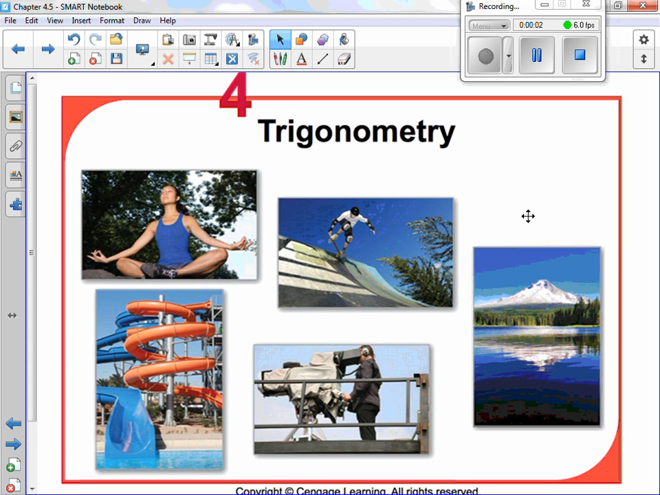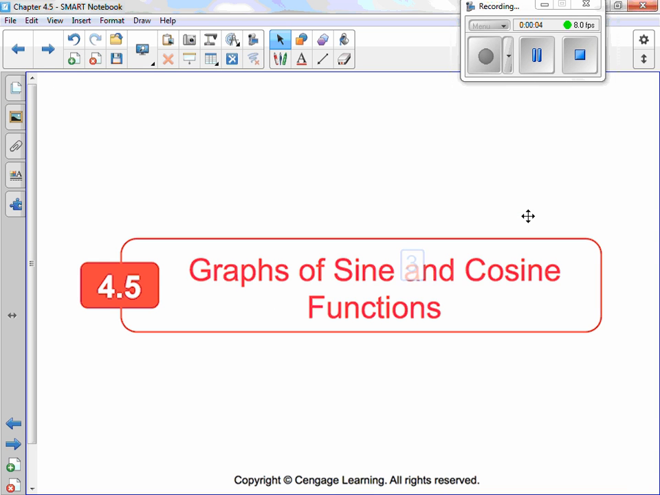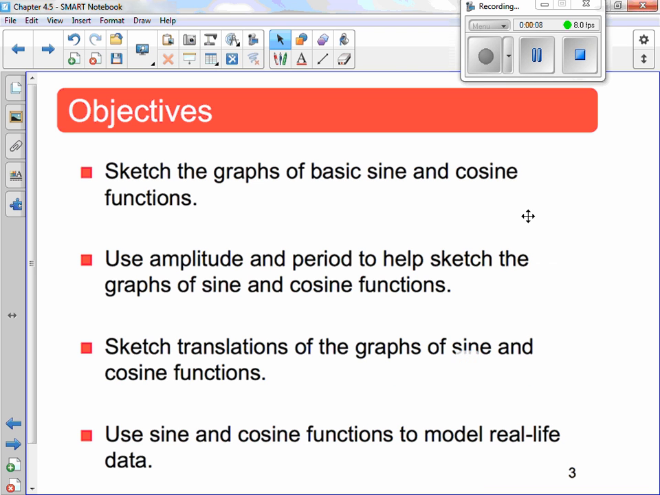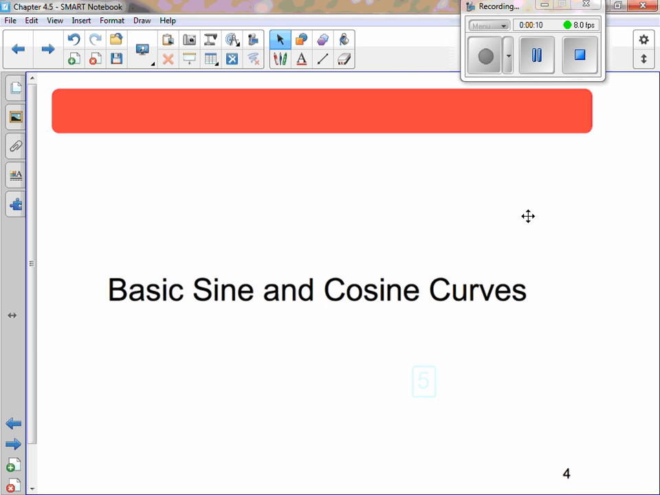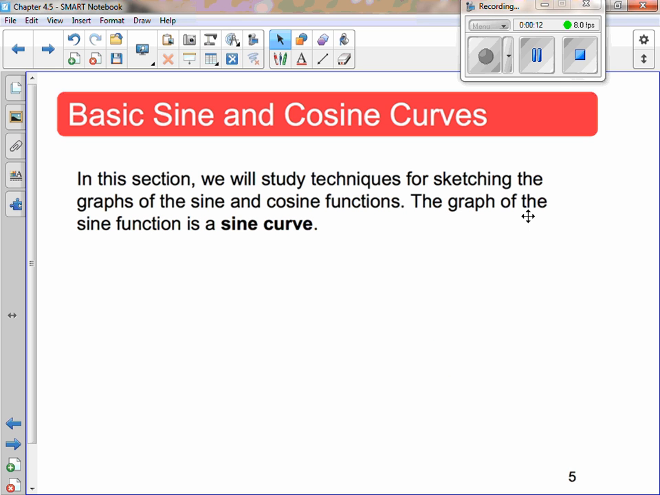We're going to go on and look at today's chapter 4.5, graphs of sine and cosine functions, using periods and whatnot. We'll really not sketch too many of these because, one, the graphing calculator will do them, and there are other features that will sketch a lot of these. Really just knowing the different parts and being able to recognize what they are is going to be more important.